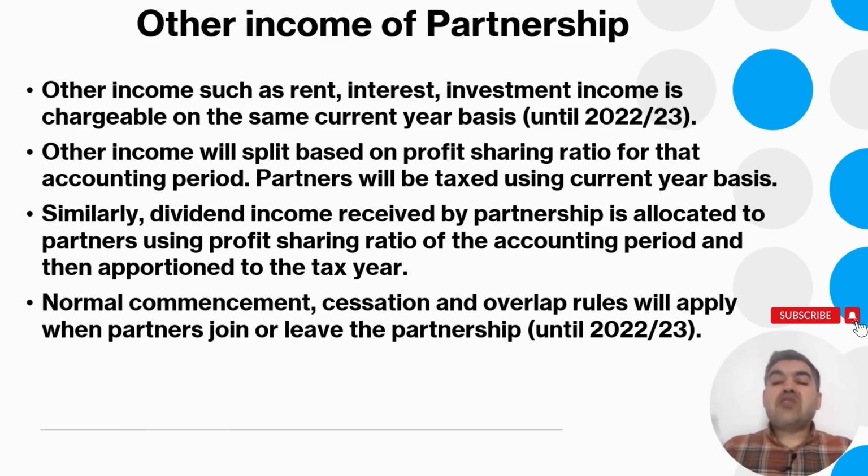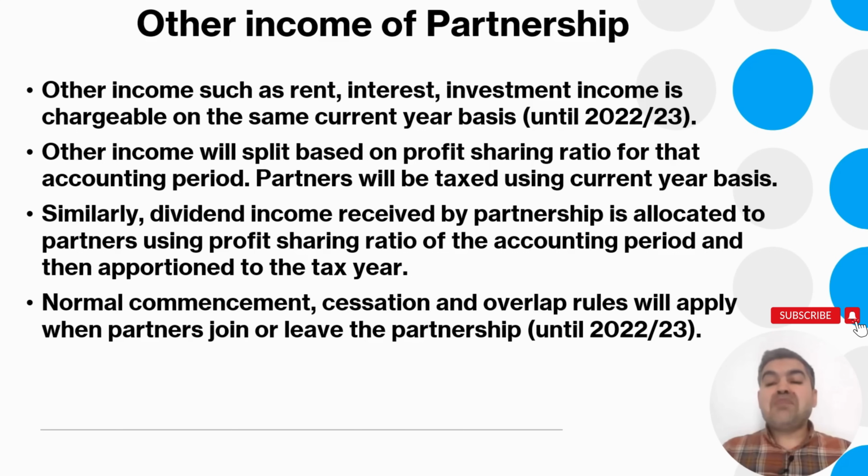Remember, the partnership can also have other income in addition to trading income. So other income such as rent, interest, and investment income is chargeable on the same current year basis until 2022-23. Remember, because there are reforms in the current year basis, I have made a separate video on the current year basis reform. You must visit that video. This would apply from April 2024.